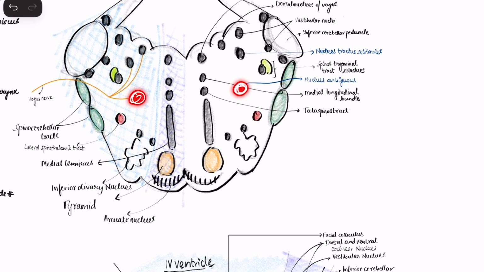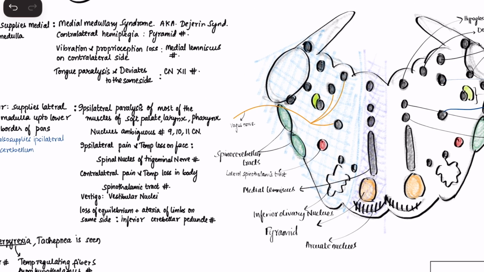Another thing to keep in mind is that while talking about cranial nerve 11, most of us assume that its only function is the shrugging of shoulders. That is a function of the spinal component of the accessory nerve. The cranial component will help in innervation of the muscles of the pharynx and larynx. So damage to the 9, 10, 11 cranial nerves will cause ipsilateral paralysis of most of the muscles of the soft palate, larynx and pharynx.